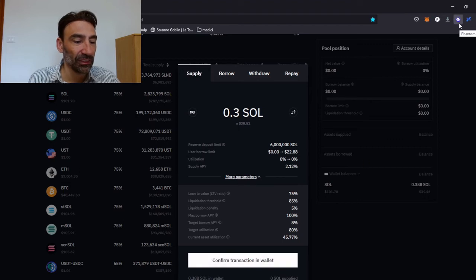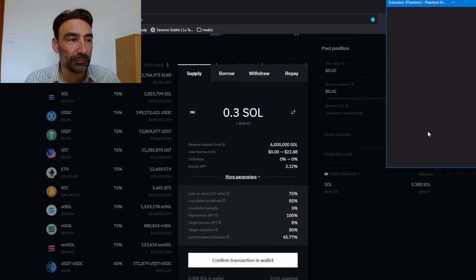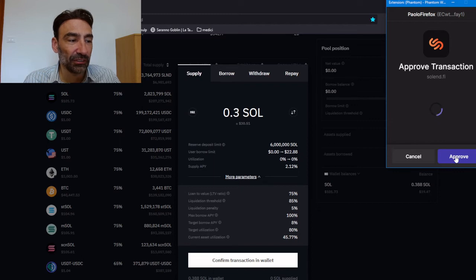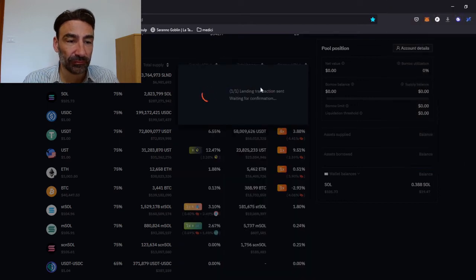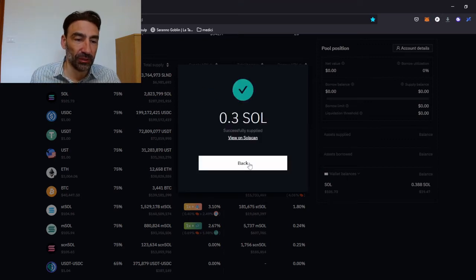I have to confirm the transaction in the wallet. Unfortunately, I'm using Firefox, so the Solana wallet takes a lifetime to open. Okay, finally, I get it. Approve transaction. Let me click on approve, please. On Chrome, it's extremely fast. It's pretty annoying to have a slow wallet.